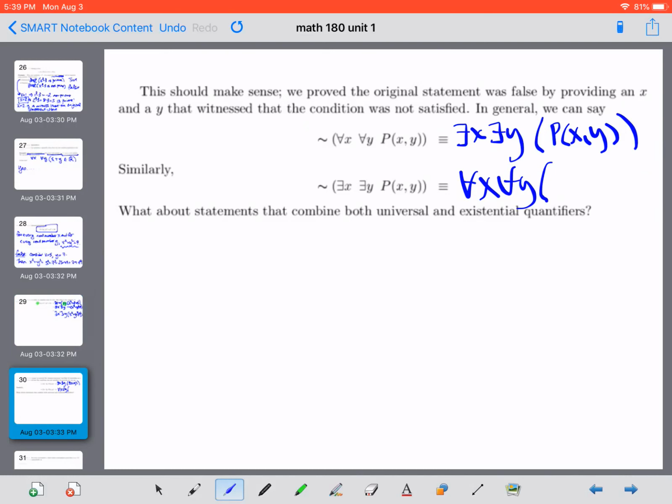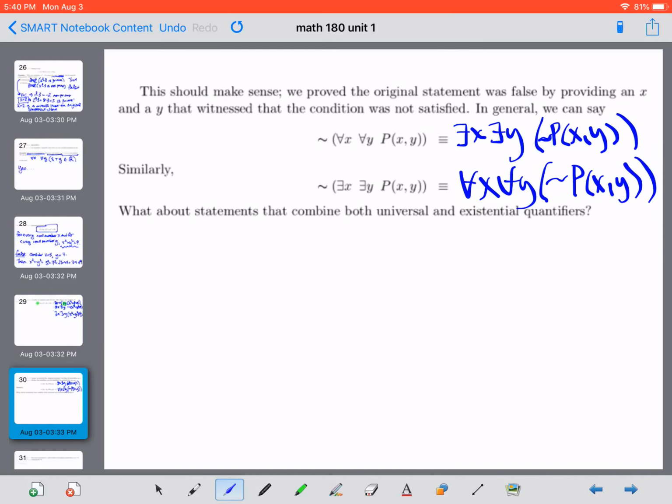Whoops, negate that p of xy. There should be a negation of p of xy on the inside. You have to negate the quantifiers, so switch for all to exists and vice versa, and then you also have to negate the predicate. So p of xy should become not p of xy. Alright, so now we know what to do if we have two copies of the same quantifier.